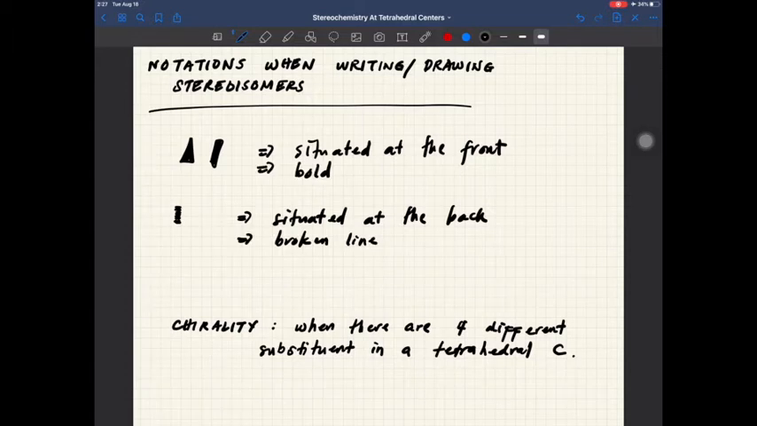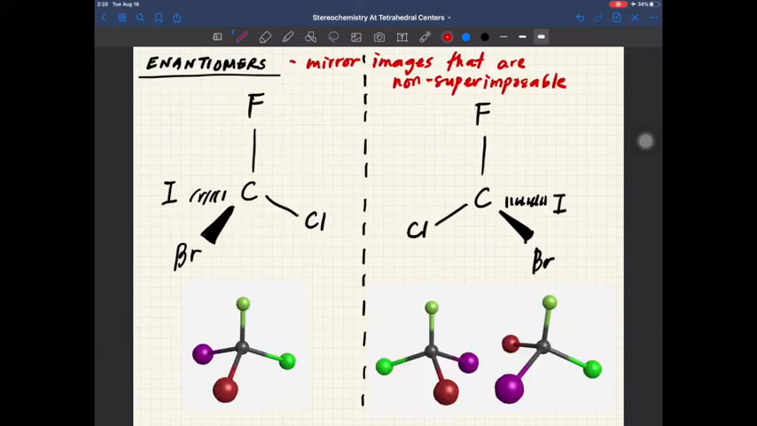One of the most notable characteristics of stereoisomers is that they possess chirality. Chirality refers to the optical activity of a molecule in its interaction with light, and it always happens when there are 4 different substituents in a tetrahedral carbon. Compounds possessing chirality are enantiomers and diastereomers. Enantiomers, by definition, are mirror images that are non-superimposable.